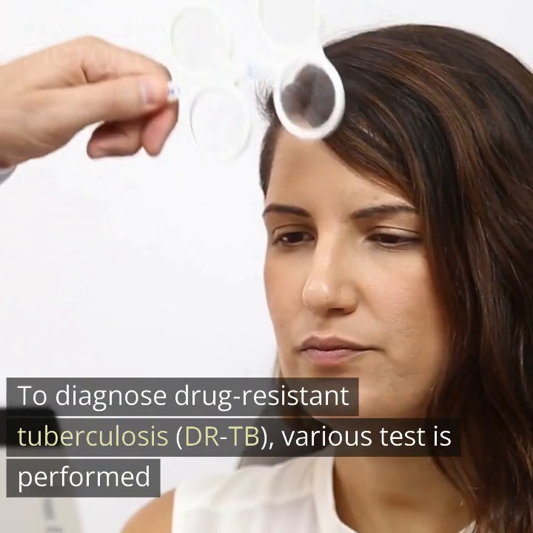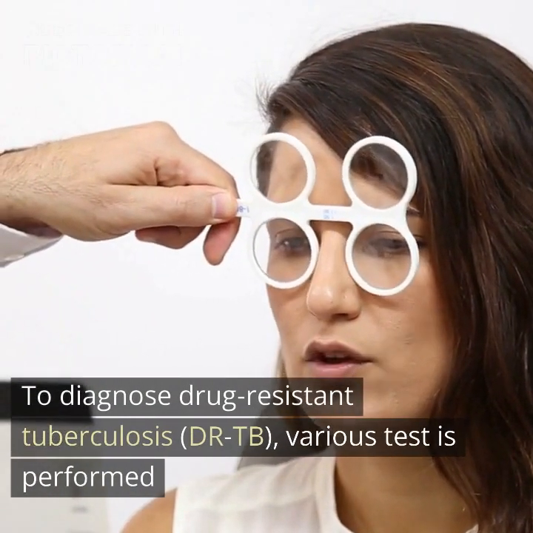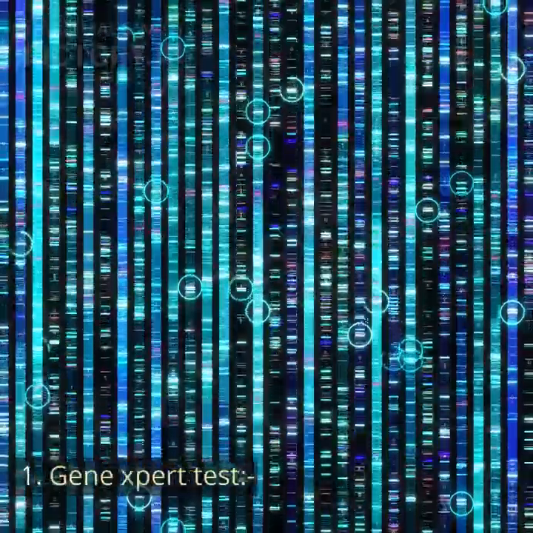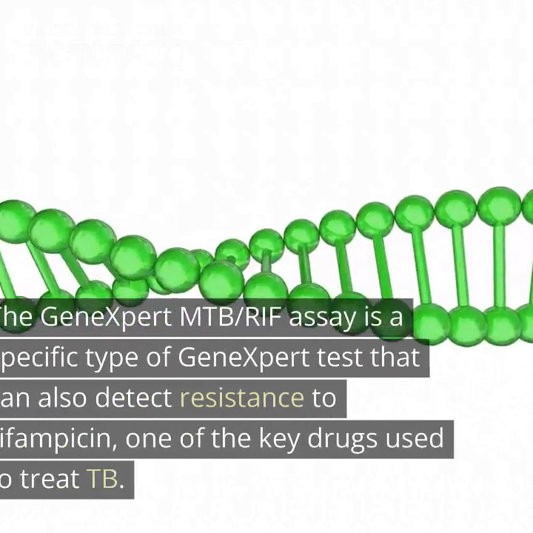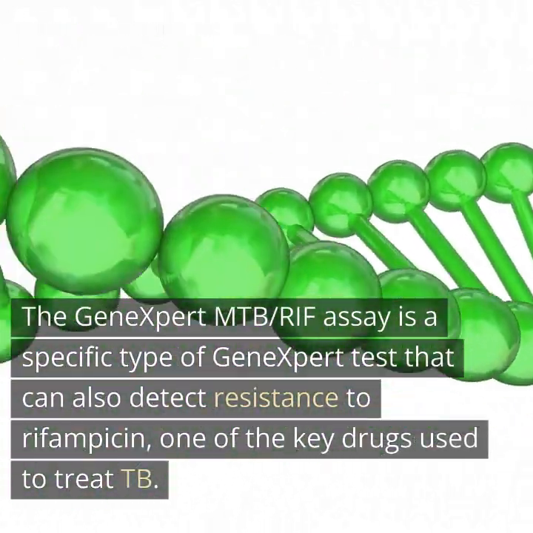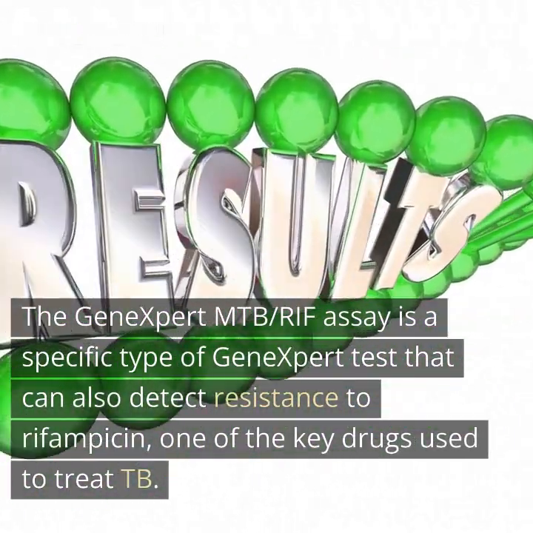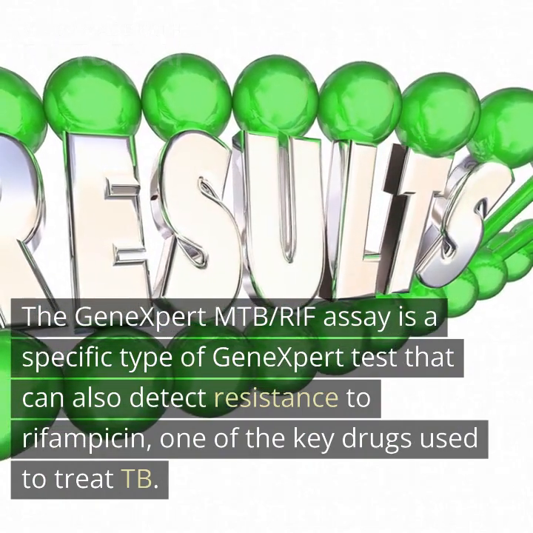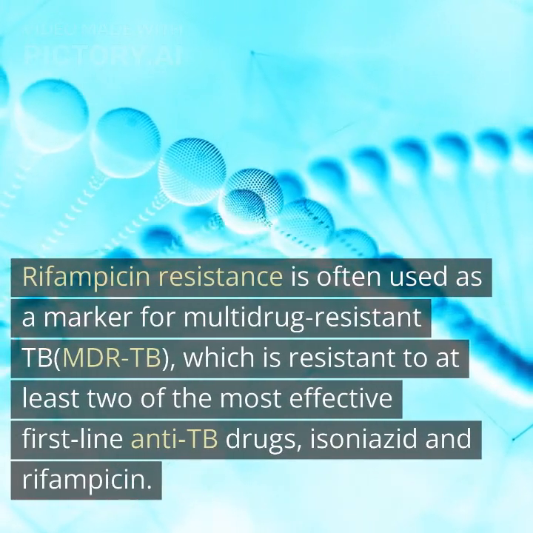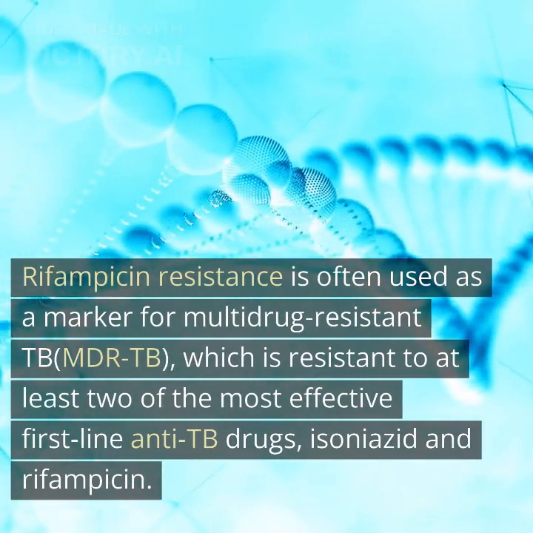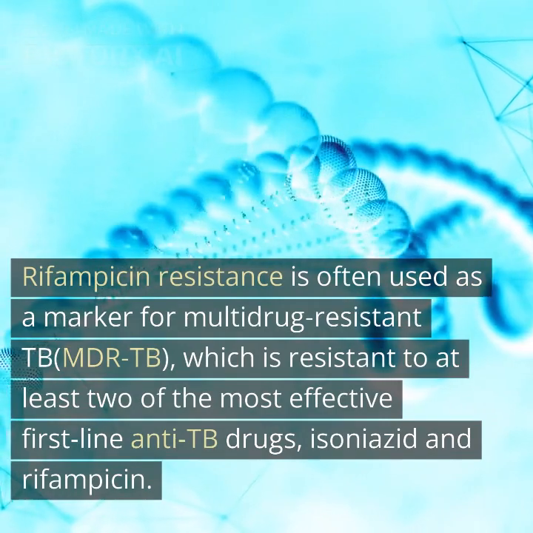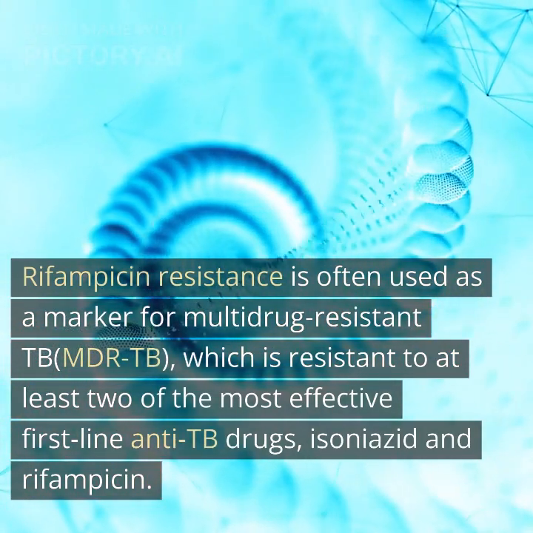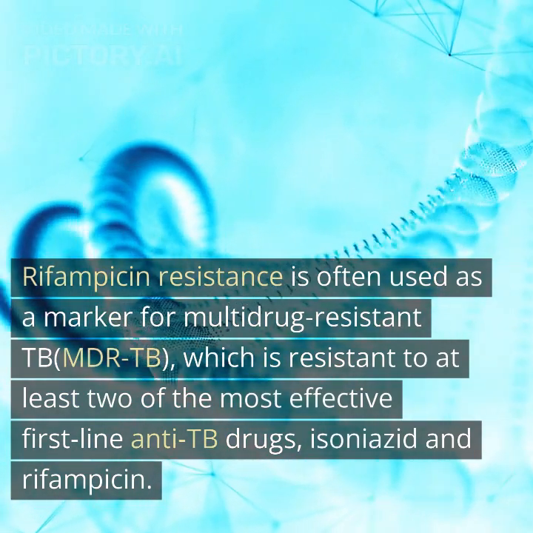Tests. To diagnose drug-resistant TB, DR-TB, various tests are performed. 1. GeneXpert test. The GeneXpert MTB/RIF assay is a specific type of GeneXpert test that can also detect resistance to rifampicin, one of the key drugs used to treat TB. Rifampicin resistance is often used as a marker for multidrug-resistant TB, MDR-TB, which is resistant to at least 2 of the most effective first-line anti-TB drugs, isoniazid and rifampicin.